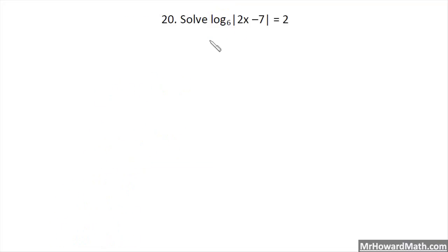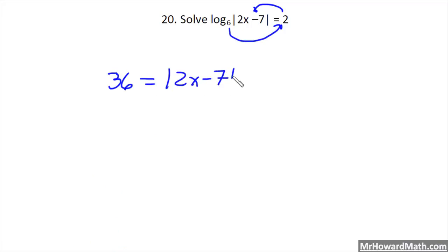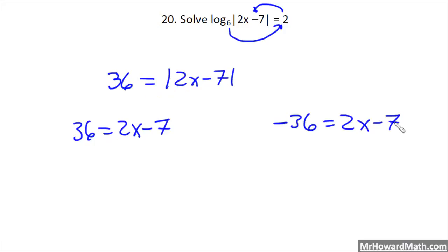Alright, problem 20 here. Solve log base 6 of the absolute value of 2x minus 7 equals 2. So in this format, we're going to convert that into an exponential. So we get 6 squared is 36 equals the absolute value. Don't forget the absolute value part of the quantity 2x minus 7. So whenever you have these absolute value equations, that causes you to solve for positive 36 equals 2x minus 7, and negative 36 equals 2x minus 7. So we have two equations to solve.